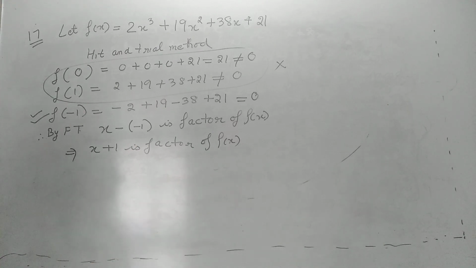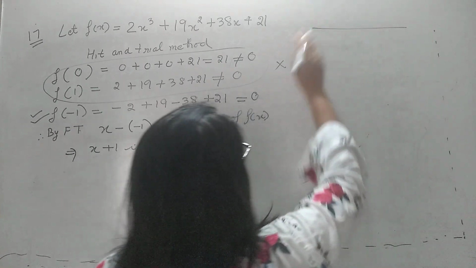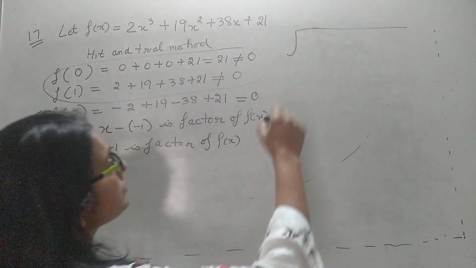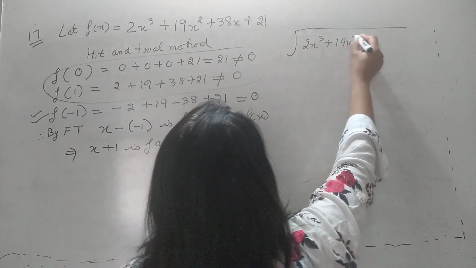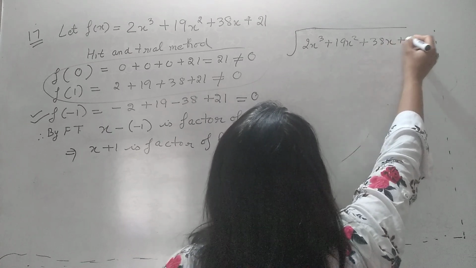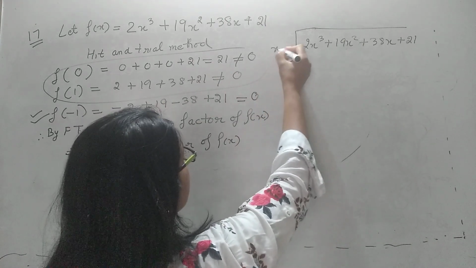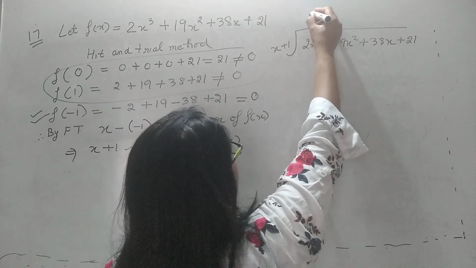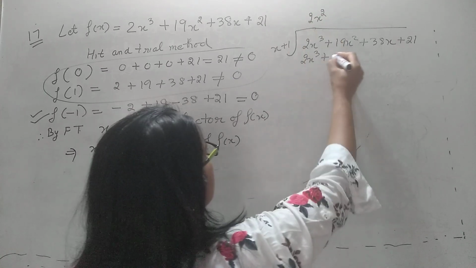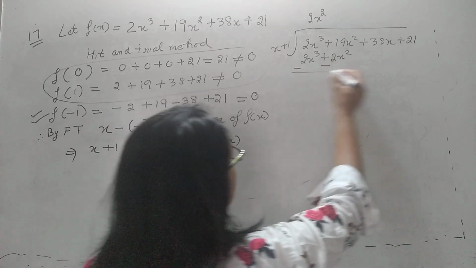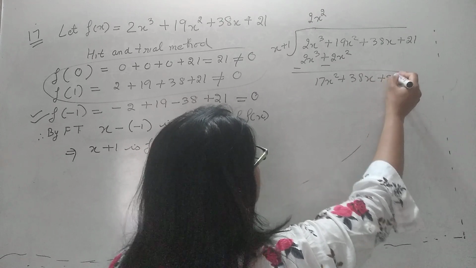Now I've got the factor, hence I can easily factorize it. How can I factorize? You know that whenever we have to do the factorization, we will use the long division method. This is the expression, and which factor have we obtained? x plus 1. Now let us do it. x should be multiplied with 2x square. 1 into 2x square is 2x square. Subtract.